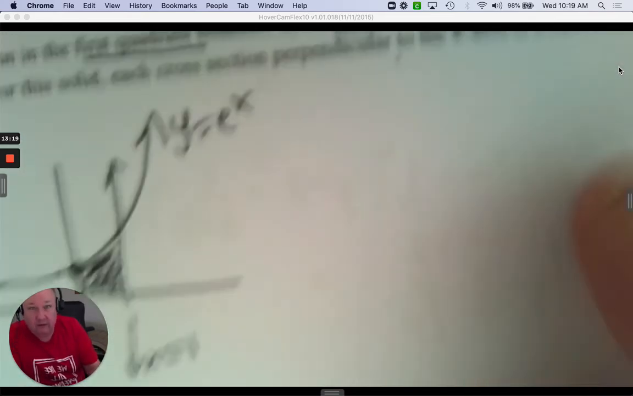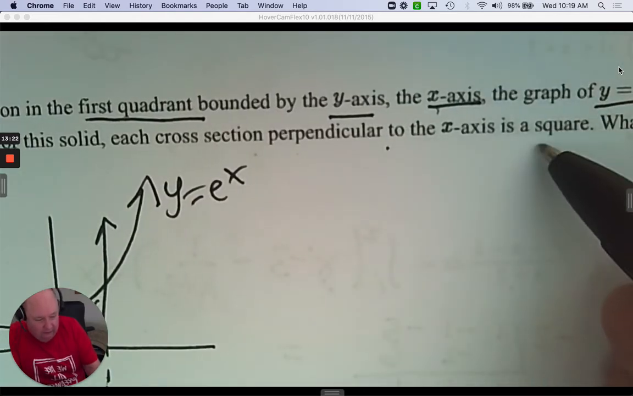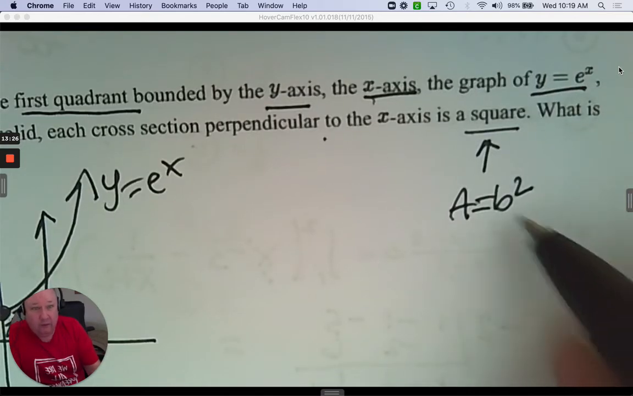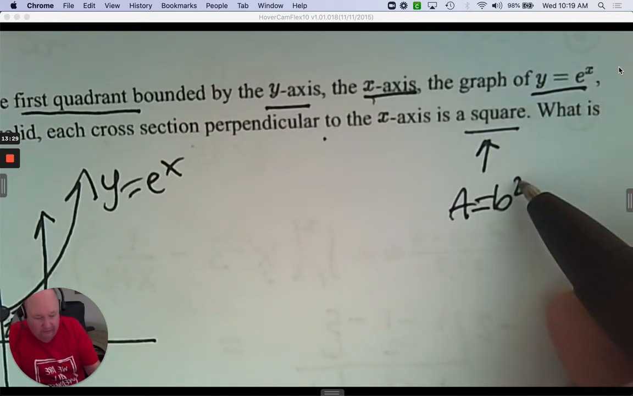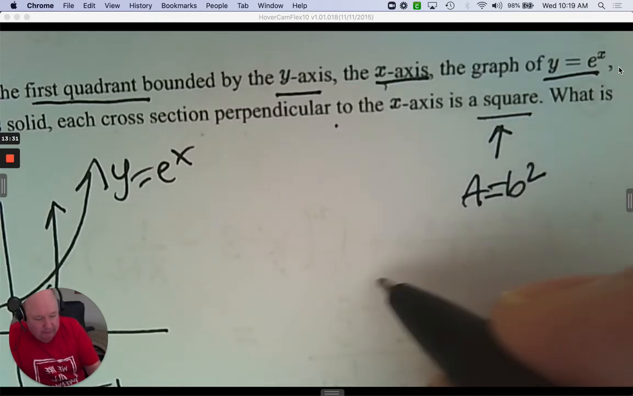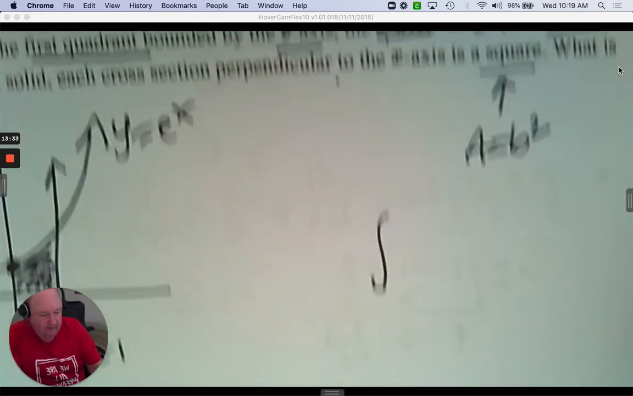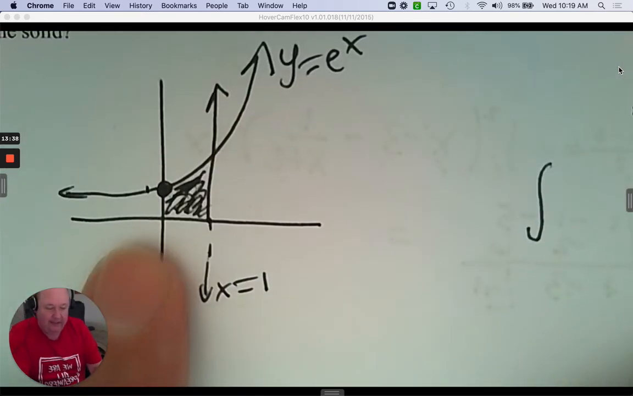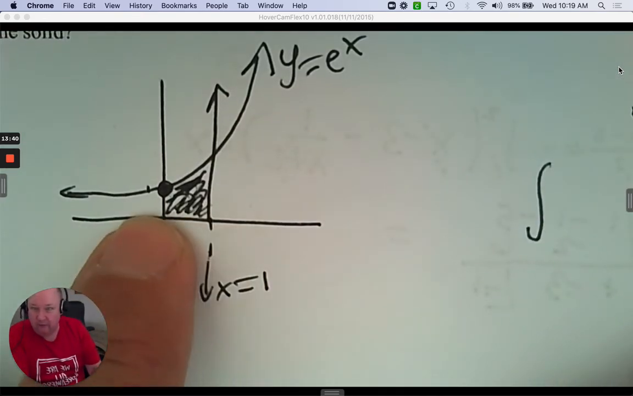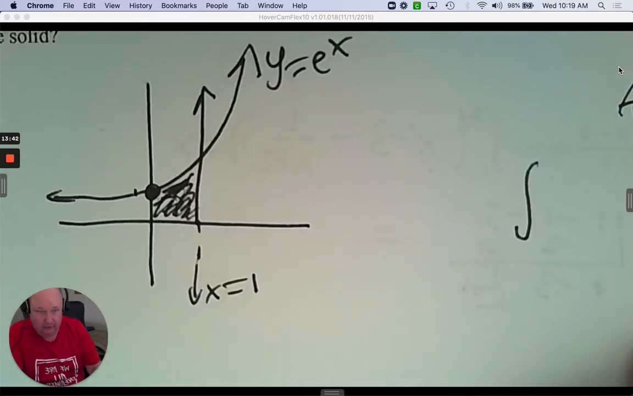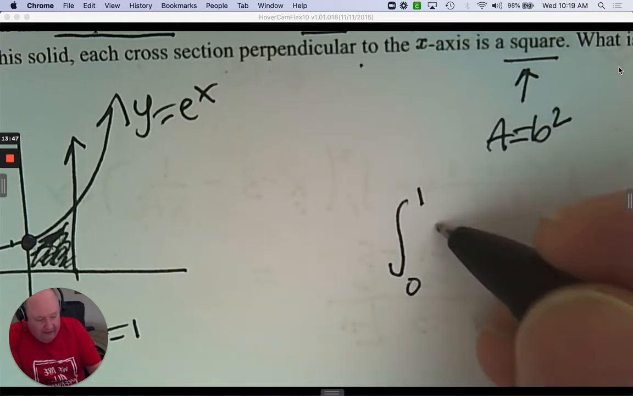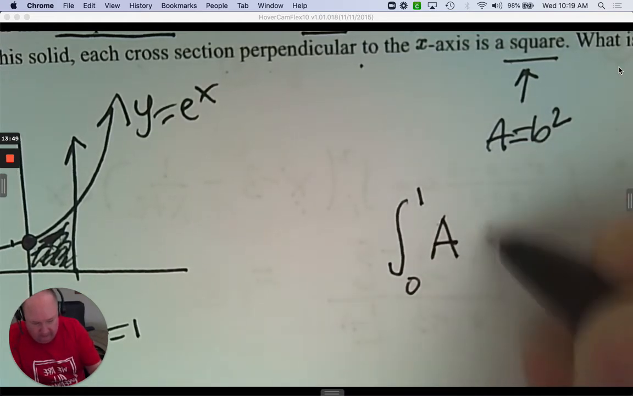And it says each cross-section perpendicular to the x-axis is a square. So the formula for the square is, if you know the base, all you do is square it. So if we remember, if you're doing a cross-section, that's an integration question. We're going to integrate from the lowest x value to the greatest x value, so from 0 to 1. And we integrate the area formula, dx.